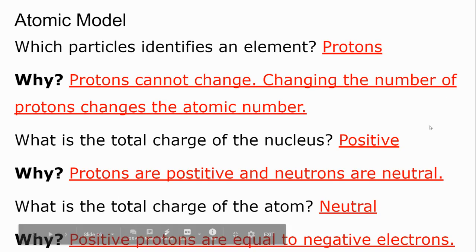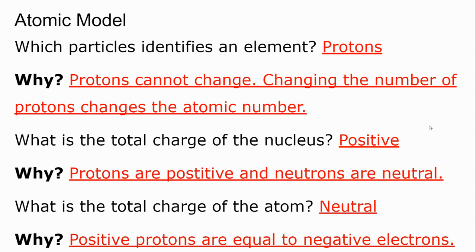Okay, next, atomic model. Which particle identifies an element? That are the protons. The protons cannot change. Changing the number of protons changes the atomic number. So for example, guys, if we're looking at carbon, carbon has an atomic number of 6. We know that if we took 1 proton away, we would end up with boron. Boron is not the same as carbon. Therefore, we have changed the element. So the atomic particle that truly identifies what the element is, it's the protons.